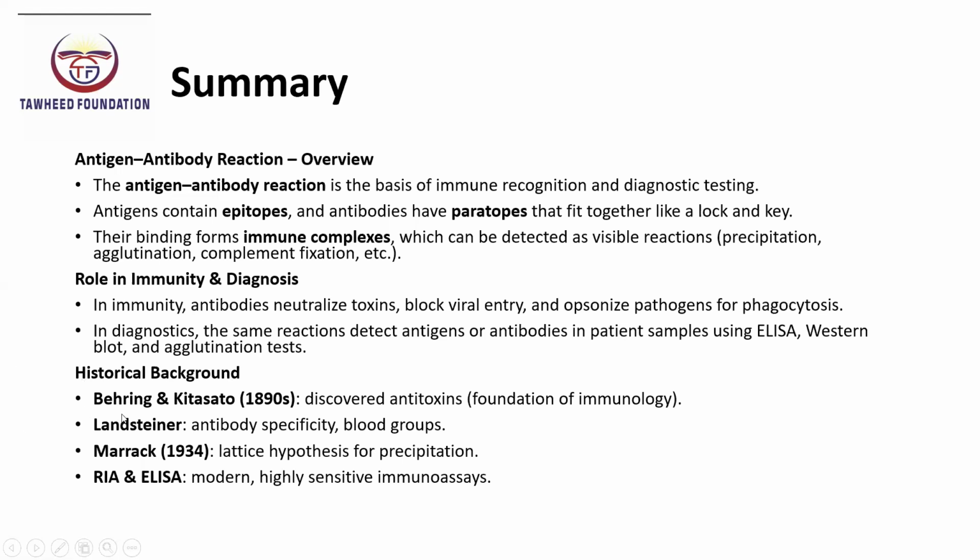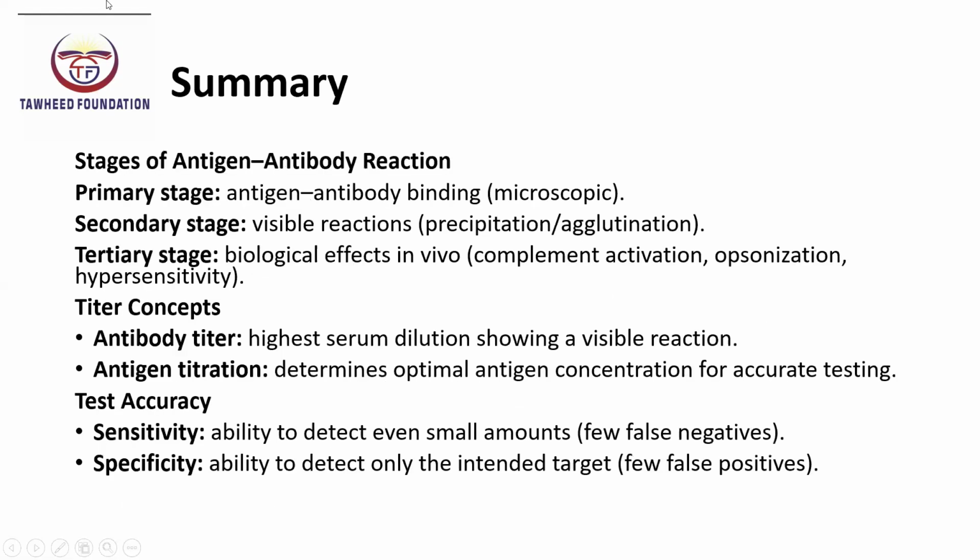Historical background. Behring and Kitasato in the early 1890s discovered antitoxin, the foundation of immunology. Landsteiner described antibody specificity and blood grouping. Marrack in 1934 proposed the lattice hypothesis for precipitation. RIA and ELISA we will study in the next class. Modern highly sensitive immunoassays.